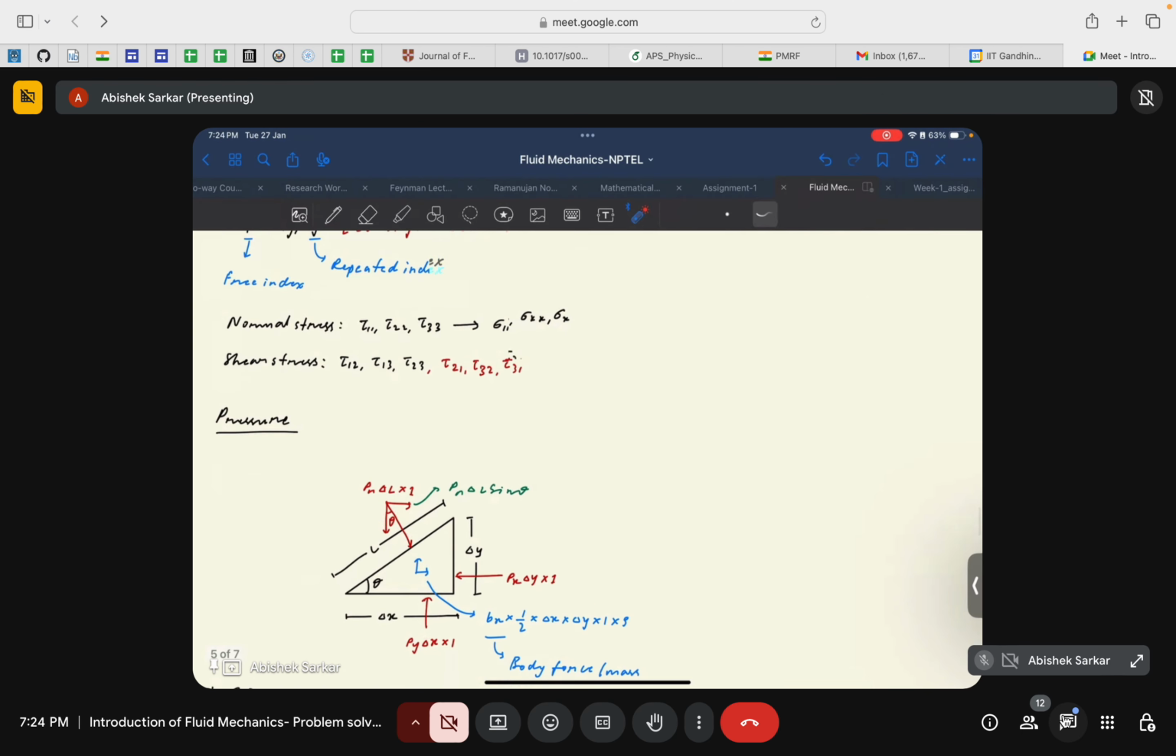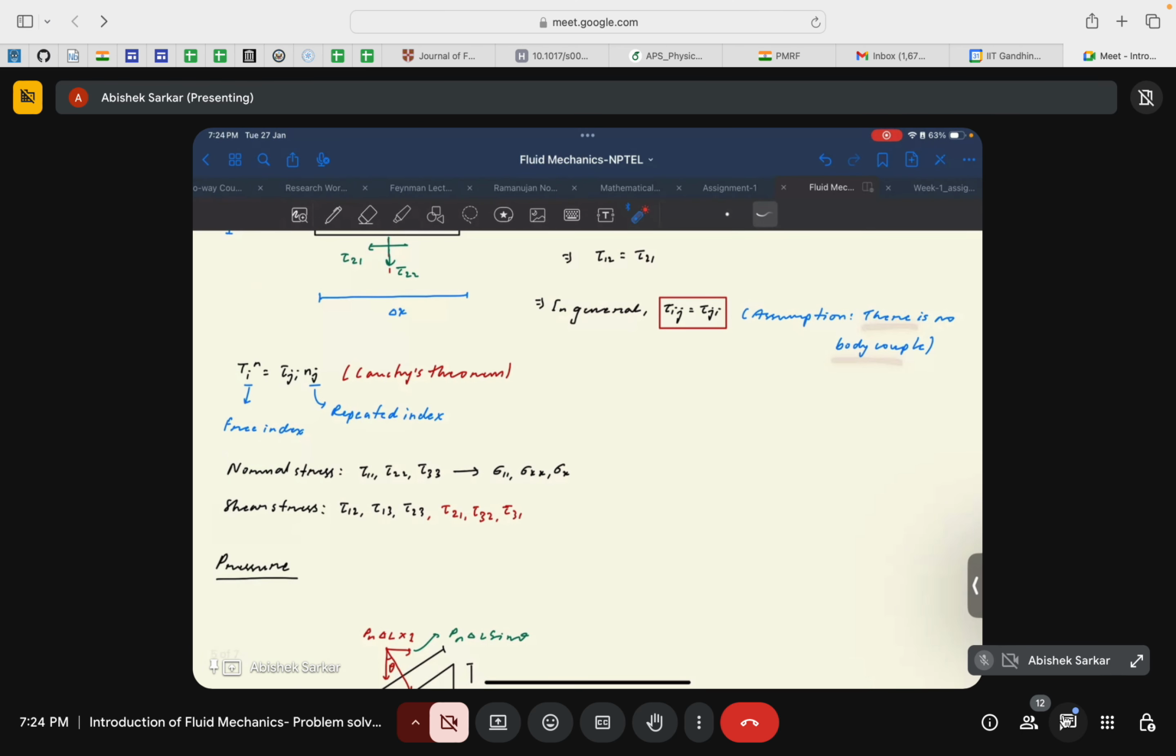So in most cases from the fluid mechanics perspective, there is no body couple in the fluid element, so we assume that the stress tensor is symmetric in nature. I think it will be better if I just draw the components. So it is tau 1 1, tau 2 1, tau 3 1, tau 1 2, tau 2 2, tau 3 2, tau 1 3, tau 2 3, tau 3 3. So in general these are the 9 components of a stress tensor, correct?